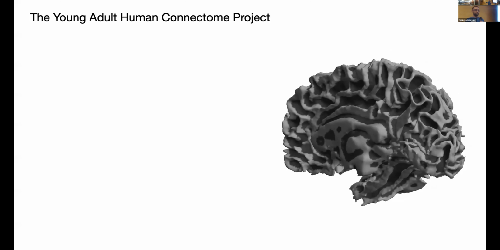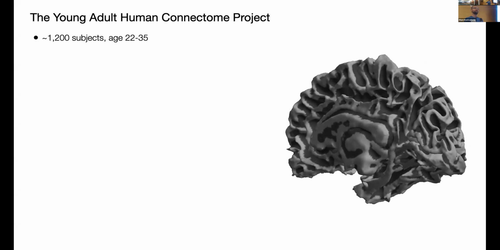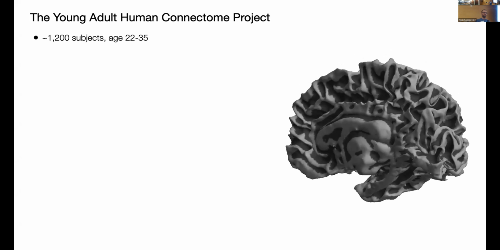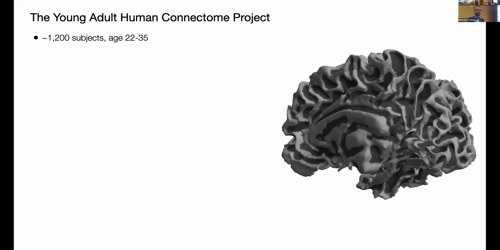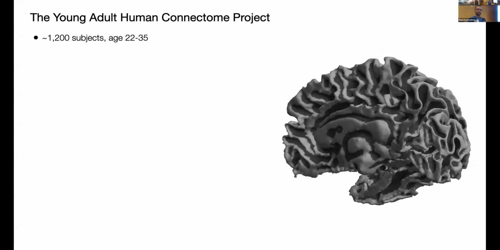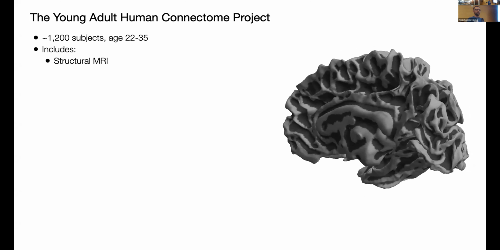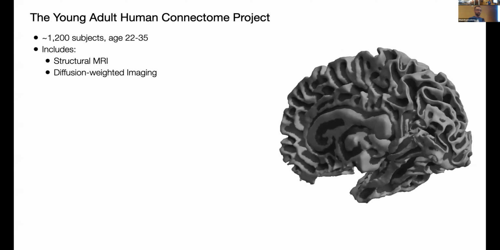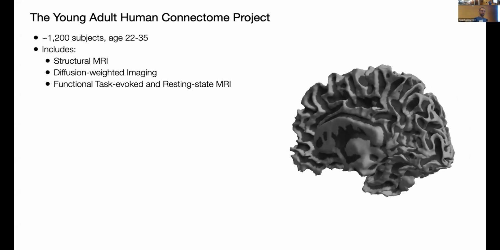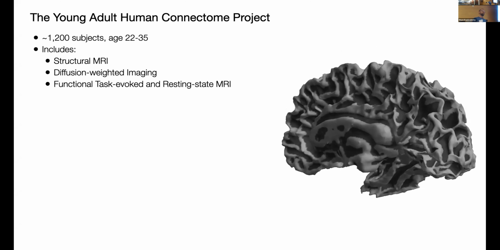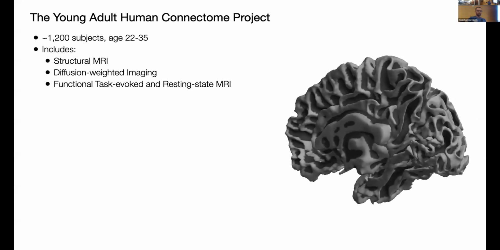The Young Adult Human Connectome Project is a massive data set of approximately 1,200 subjects. You're seeing the right hemispheres of some of these subjects morphing from one subject to the other here. All subjects are aged 22 through 35. The data set contains a wide variety of neuroimaging data, including high quality MRI scans, diffusion weighted imaging, and both task-evoked and resting state functional MRI scans. Those tasks include some working memory tasks, for some subjects vision tasks, and a variety of others.